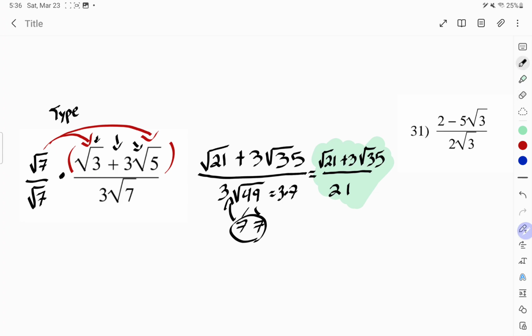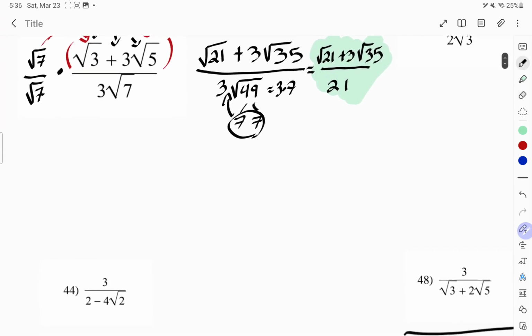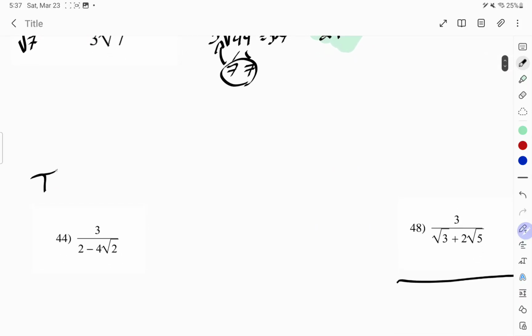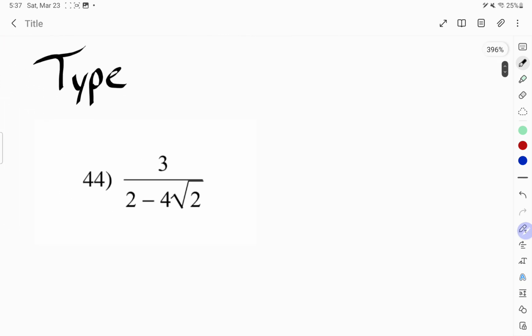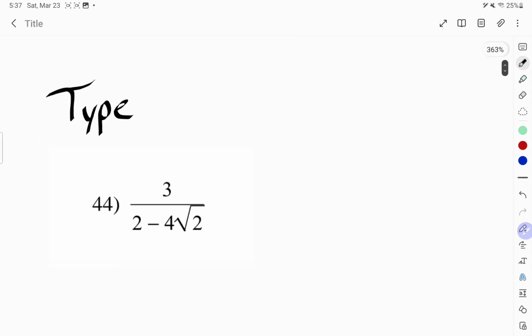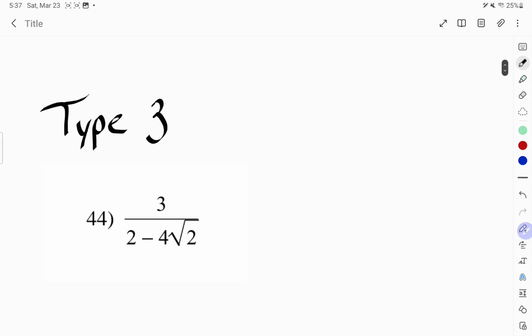Let's go ahead and do the last type of problem. We said type 2 and the type 3 problem. This is type 3. This is going to be a little bit of a challenge. Now, the reason is because we're going to have to use something that we call the conjugate. So this one, we're going to have to use the conjugate.